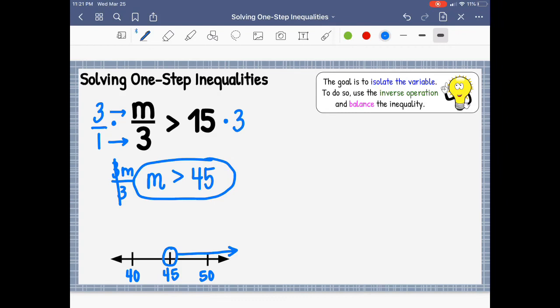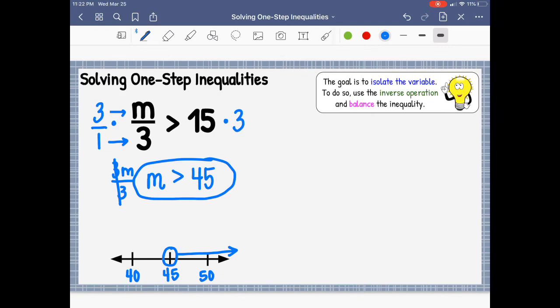What are some possible solutions for m? 50, 70, 120, any number greater than 45. What are some values that are not in the solution? 40 would not make the inequality true. 45 would not make the inequality true. Remember, we have an open circle, so 45 cannot be in your solution set.